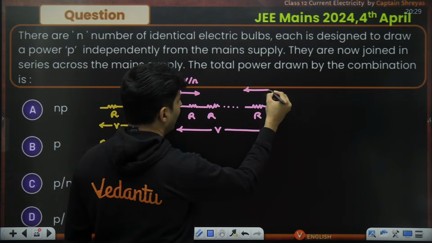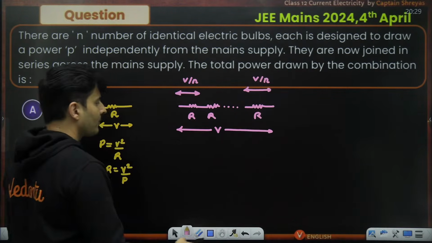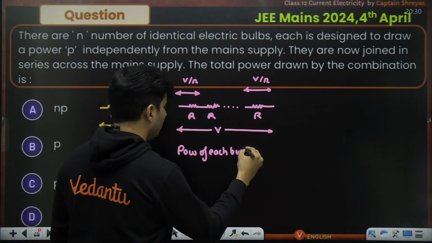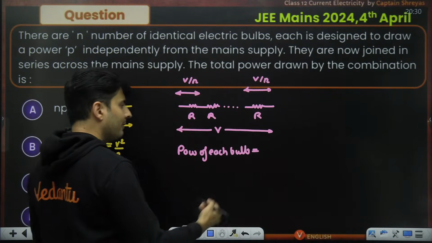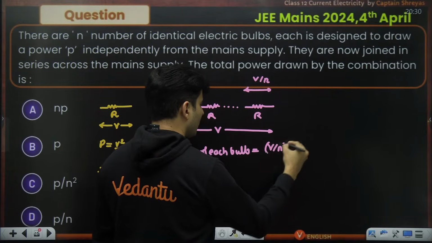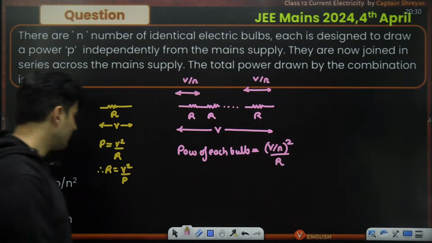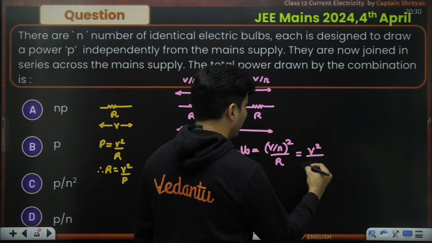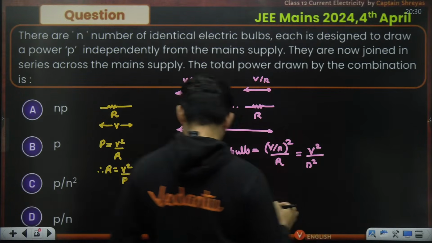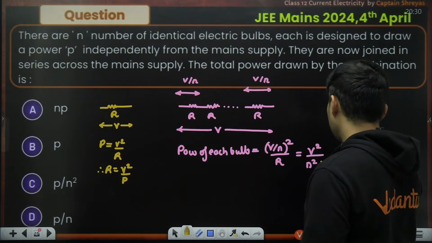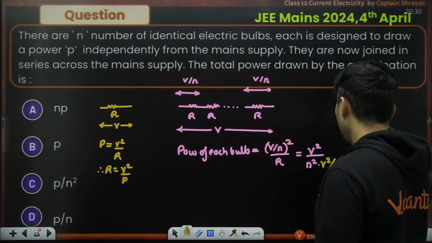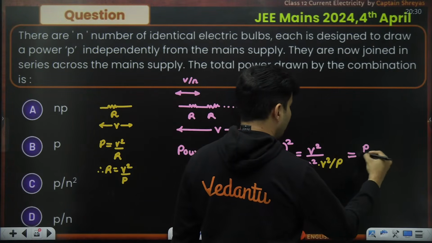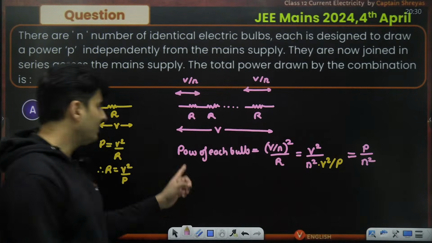Each bulb will have a voltage of V by N. So the power of each bulb will be (V by N) square divided by the resistance. But wait a minute, resistance is V square by P. So V square by N square is there. What is that resistance? As per this formula, it is nothing but V square divided by P. If you solve this, clearly you will see V square cancels. You will get P divided by N square. That is the power of each bulb.